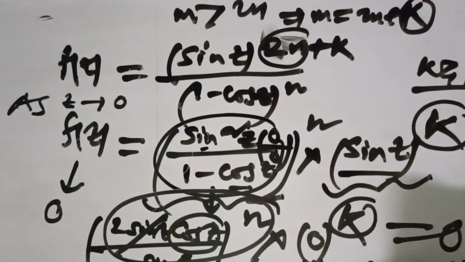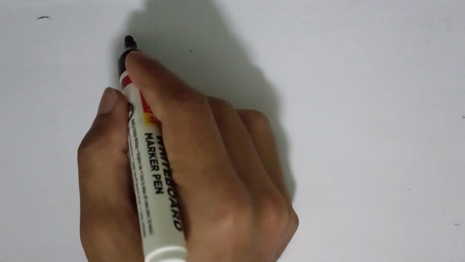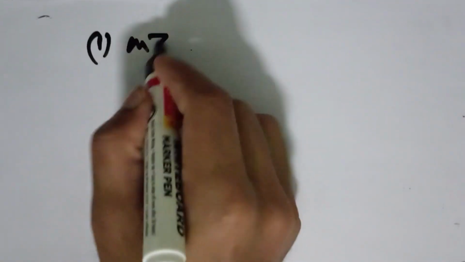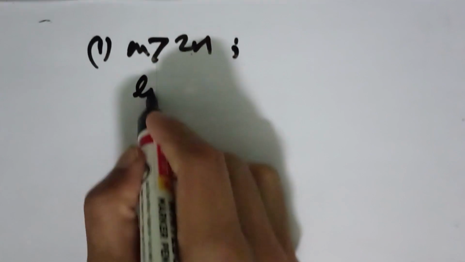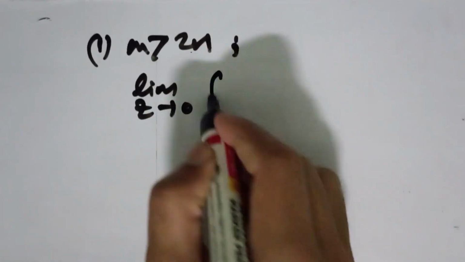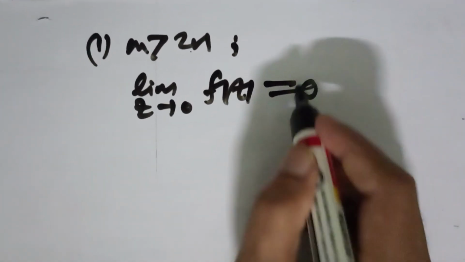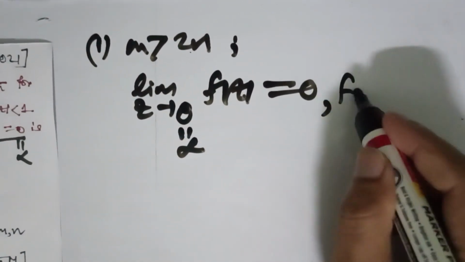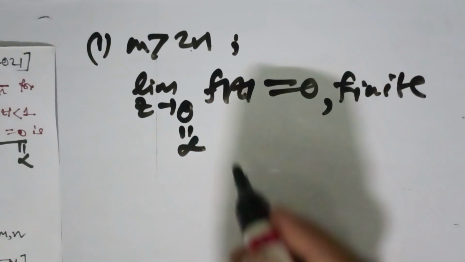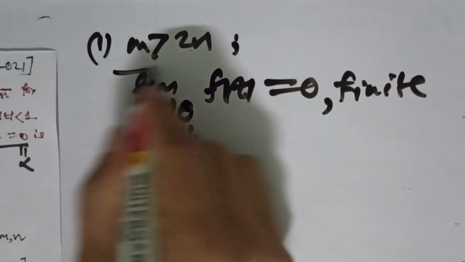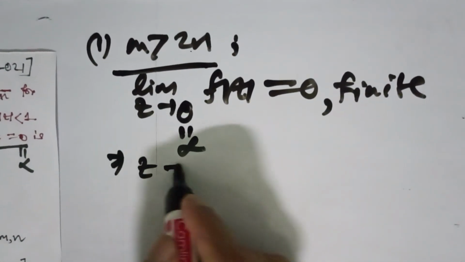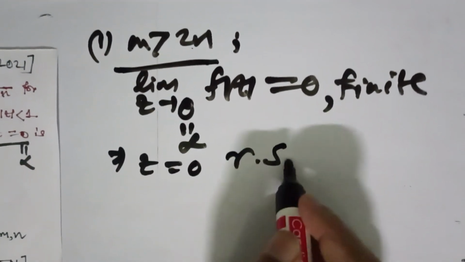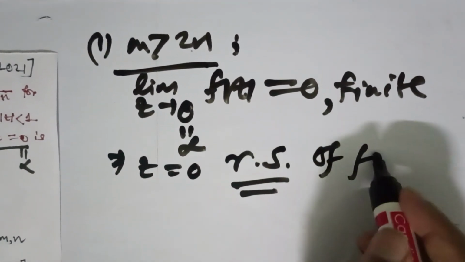So since f(z) goes to 0 as z goes to 0, you can say that the limit of f(z) is finite. So I get that when m is greater than 2n, then the limit as z tends to 0 of f(z) equals 0. Here 0 is alpha, so the limit as z tends to alpha of f(z) equals 0, and this is a finite quantity. So this limit exists and is finite. So we can say in the case of m greater than 2n, z equal to 0 is a removable singularity (RS) of f(z).